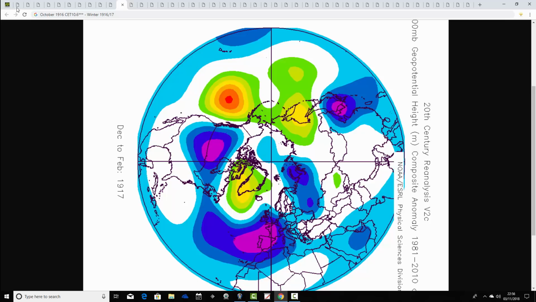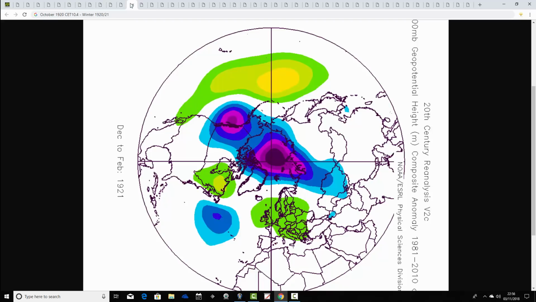The winter of 1916-1917 is cold. It's one of the few genuinely cold winters that we have in the first 40 years of the 20th century. It has a blocking signal up to the north, has below average heights to the south. We bring the wind in from an east or northeasterly direction. That's quite a severe winter in the middle of World War I, in the middle of the Great War.